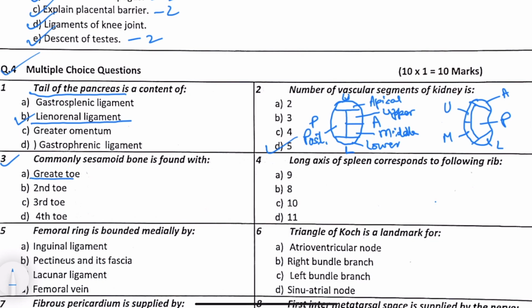Number 3 MCQ: commonly, a sesamoid bone is found with the great toe, second toe, third toe, fourth toe. Answer here is A, great toe. Because the great toe has not only the two phalanges but also the head of the first metatarsal. Below the head of the metatarsal, there is a groove formed by the passage of the tendon of flexor hallucis longus. So to prevent pressure over this long tendon, below the head of the first metatarsal, there are sesamoid bones on either side of this tendon.